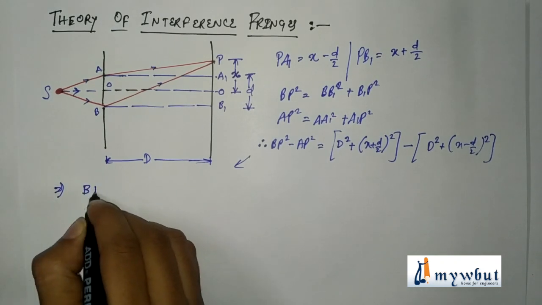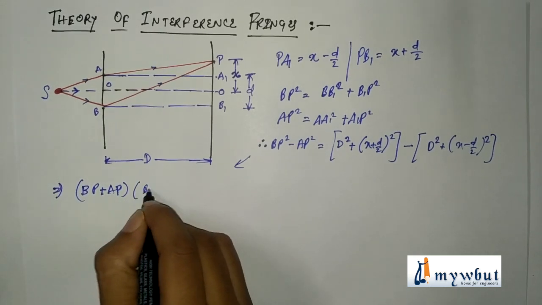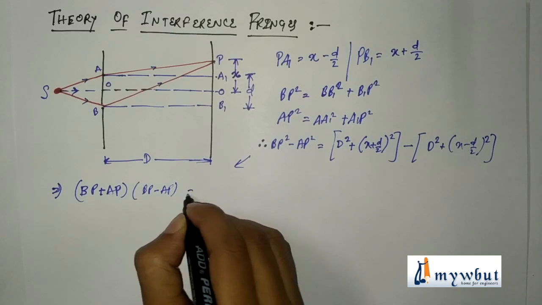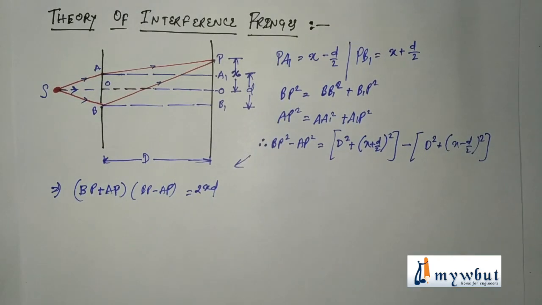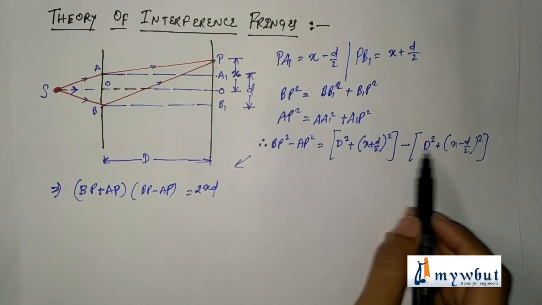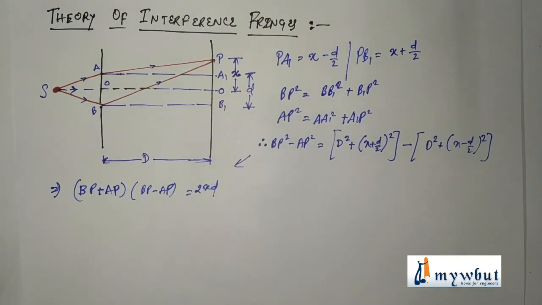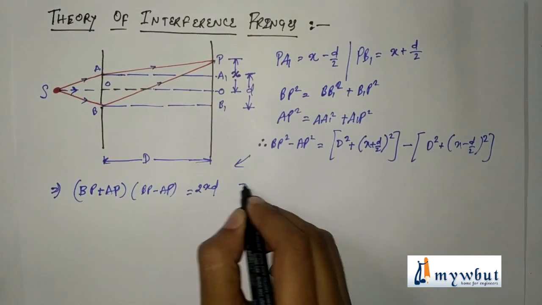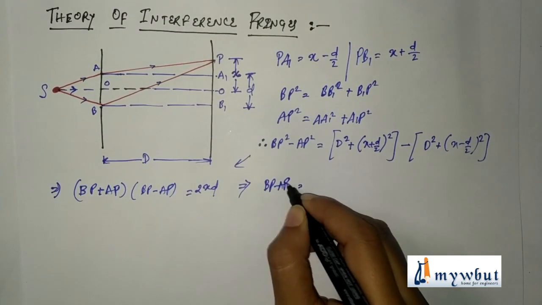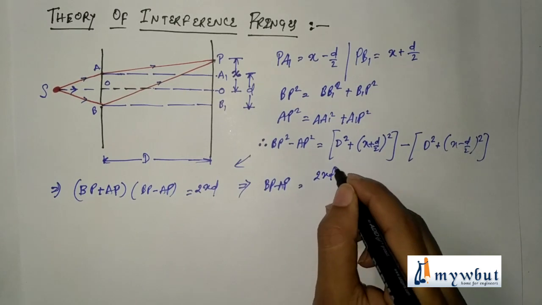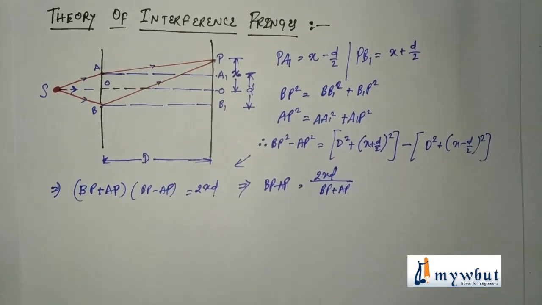we can say BP plus AP, that is breaking into formula, into BP minus AP is equal to 2xd. If we simplify this, we will be seeing that a square plus b square minus a square plus b square, we will be getting this. So which implies that BP minus AP must be equal to 2xd by BP plus AP.